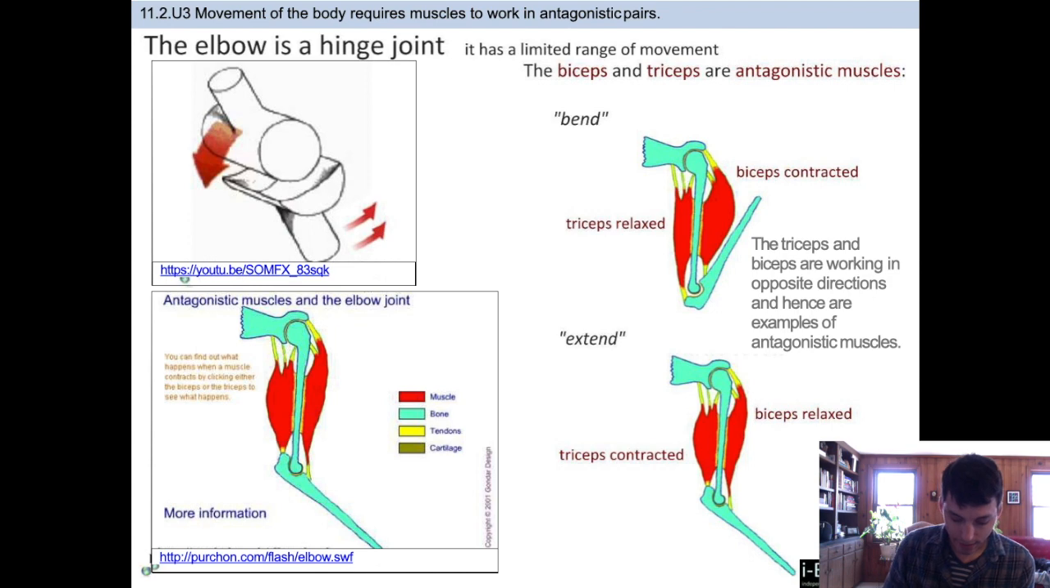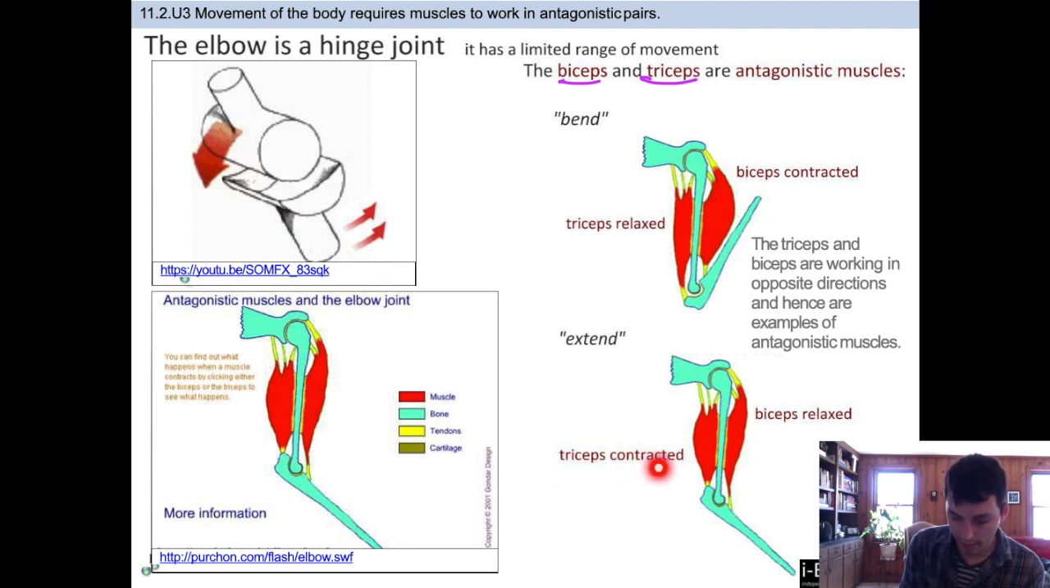And the antagonistic muscles here are the biceps and the triceps, which some of you will no doubt have heard of because they're two of the most commonly worked out muscles. These are antagonistic. So, to bend the elbow, I need to contract the bicep and relax the tricep. These work in opposite directions, so when one of them contracts, the other one needs to relax. And to get the opposite movement, I need to do the opposite contraction.